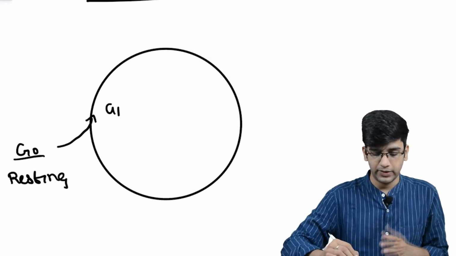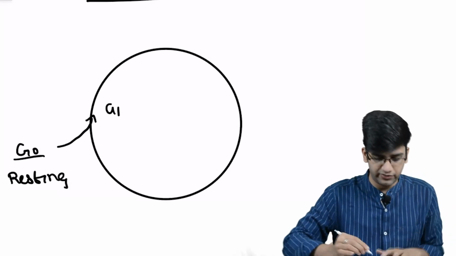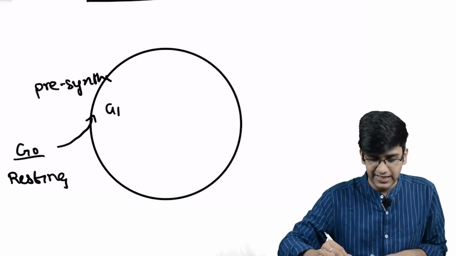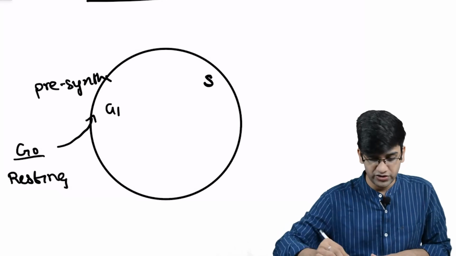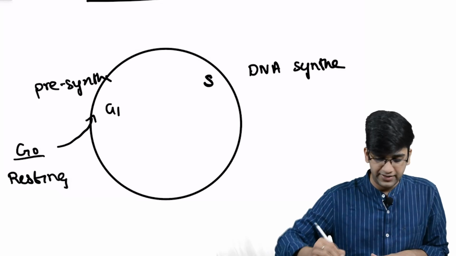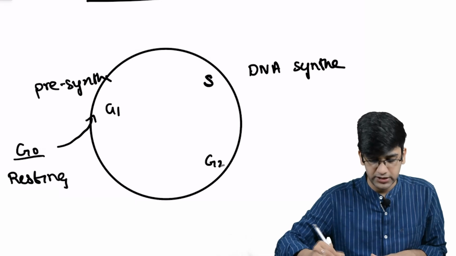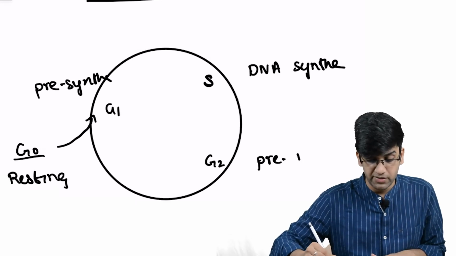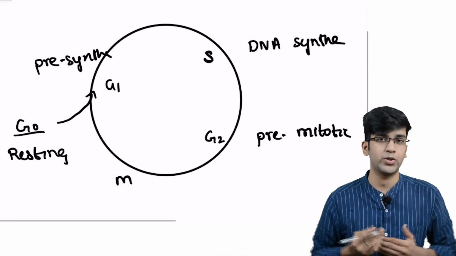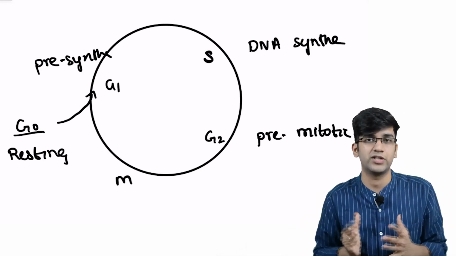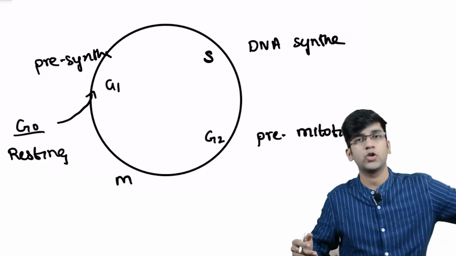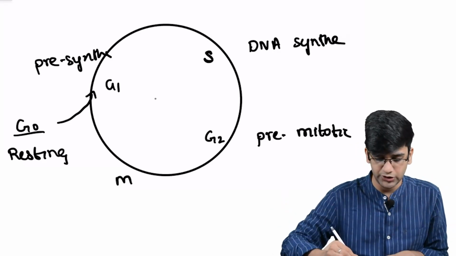G1 is also called the pre-synthetic phase because this is before the DNA synthesis. After that it goes to S phase. S is your synthesis, where DNA synthesis or DNA duplication happens, and then we are going to have your G2 phase. G2 is the pre-mitotic phase. Before mitosis we are going to have G2, and then we have your M phase. M is your mitotic phase, where the cell is going to divide into two new cells. Then it can become two new cells going back to G0, or it can take a U-turn and go back to G1 again, right? That's how a normal cell cycle is going to happen.